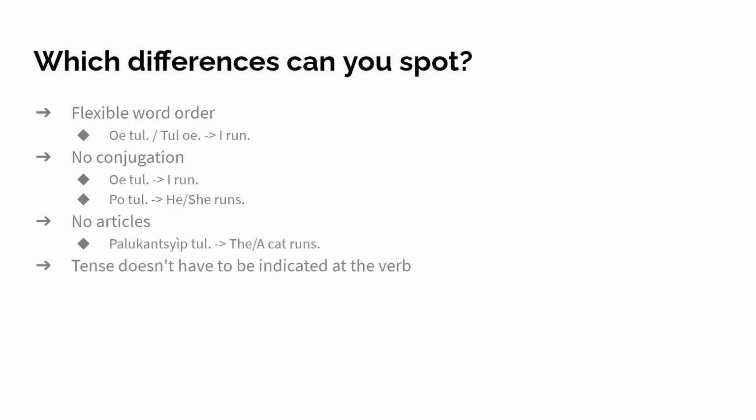And last, tense doesn't have to be indicated at the verb. What do I mean with this? In English, I have I run and yesterday I ran, so it's different, the verb changes. In NATVI, that doesn't have to happen. You can conjugate the verb according to tense, but you can also leave it out if context makes it already clear. In this sentence, we have dram, which means yesterday. Because of this word, it's already clear that it happened in the past, so I don't need a past conjugation on the verb.